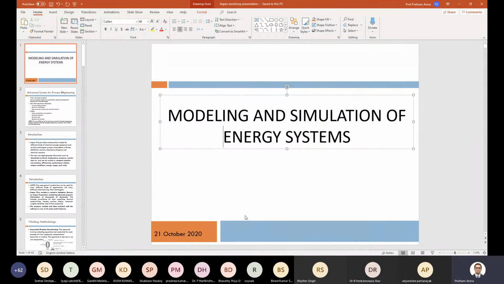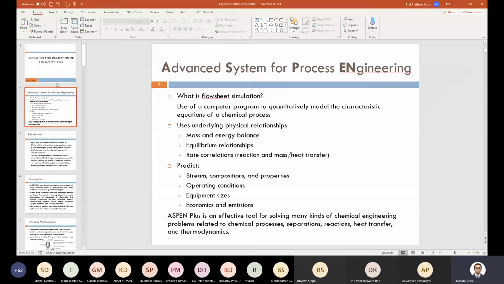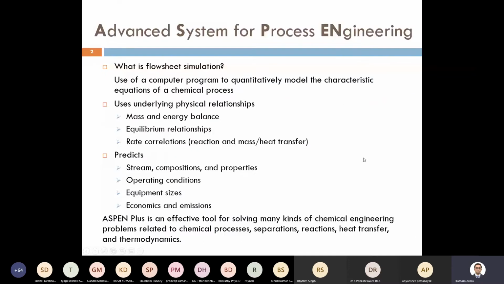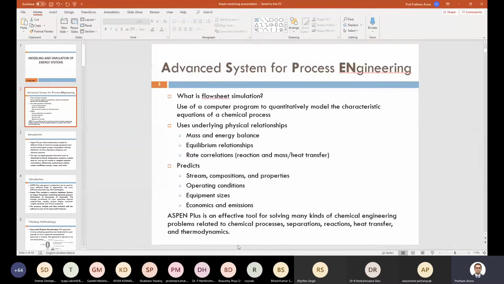Let's start with the presentation. The software is named Aspen Plus, and it was developed in the laboratories of the Massachusetts Institute of Technology, MIT in Boston, over the last 50 years. It started as a classroom project, and today it's a full-fledged company providing the software to a lot of corporates as well as organizations throughout the world.